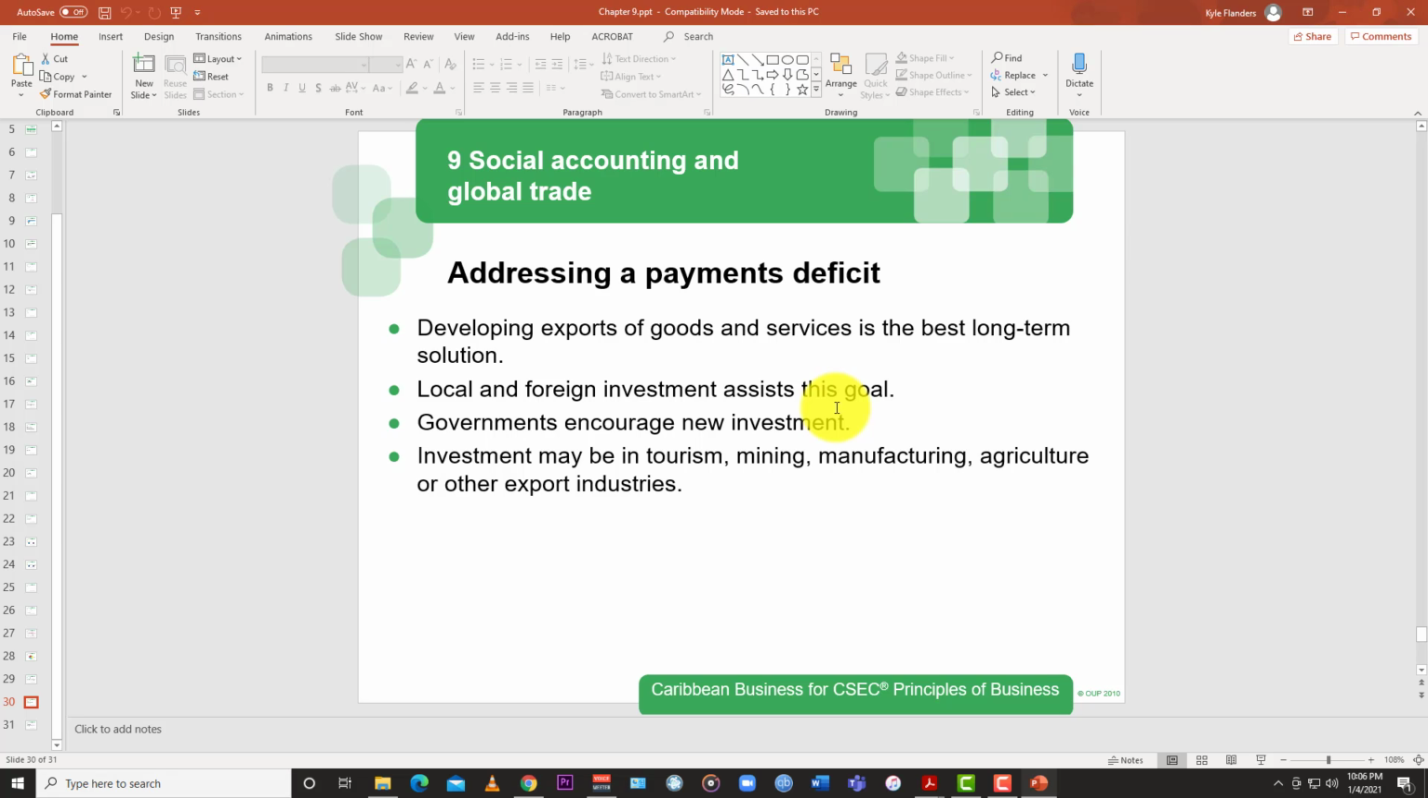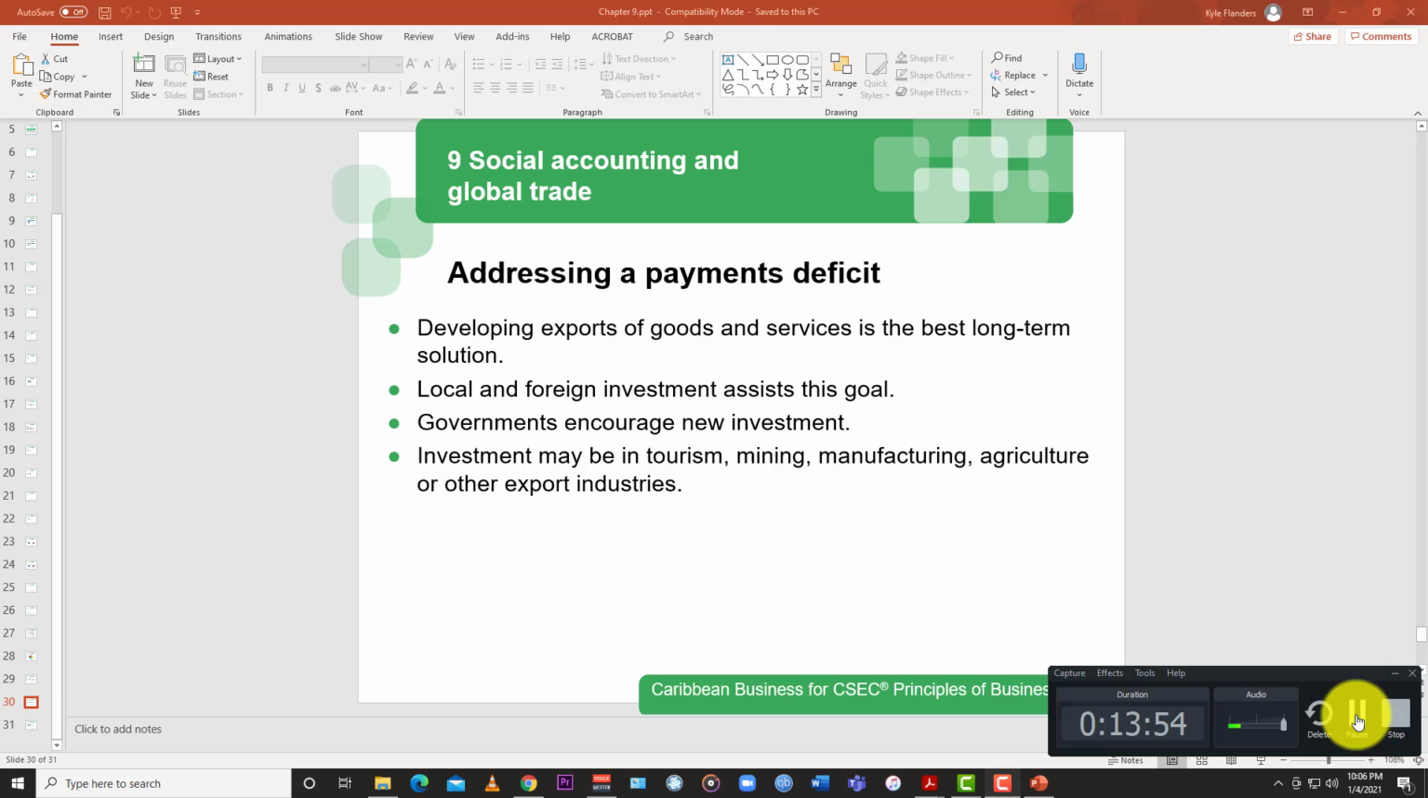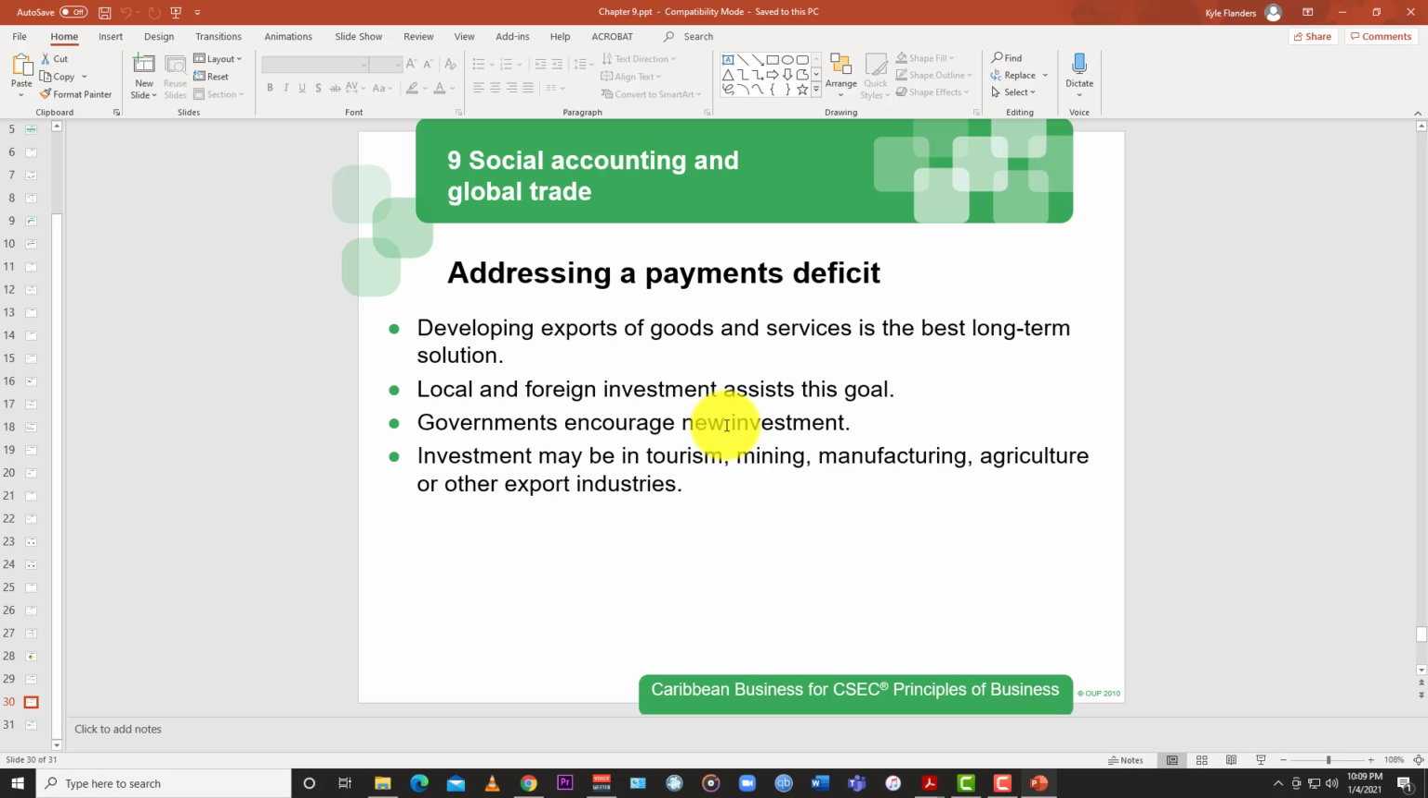So local and foreign investment, as a government, you can invest locally in certain industries, like I said before, so that they can be boosted. Or you can allow what you call foreign direct investment. Governments can encourage new investments. Again, we're talking about both local and international. So you can use certain foreign companies to invest in our economy, and so that money can be turned around and used to help to enhance our capacity in the Caribbean. And so that can help to correct the balance of trade problems that might arise in our economies.